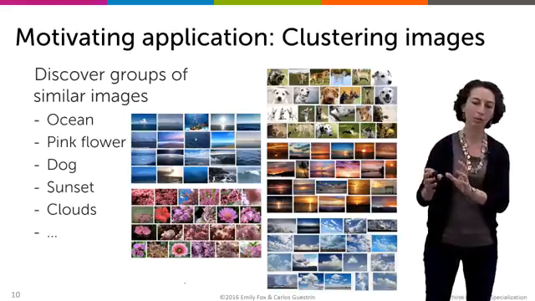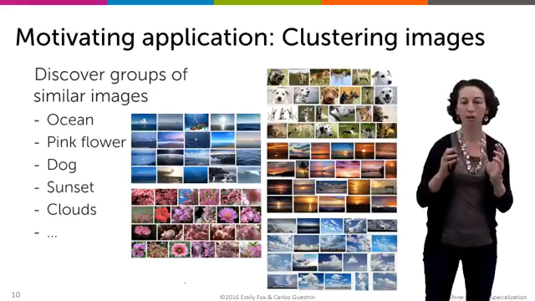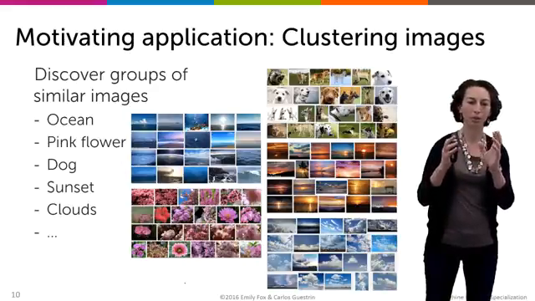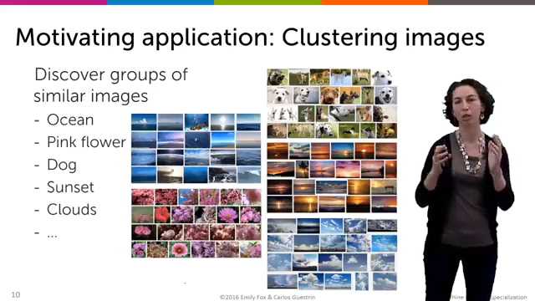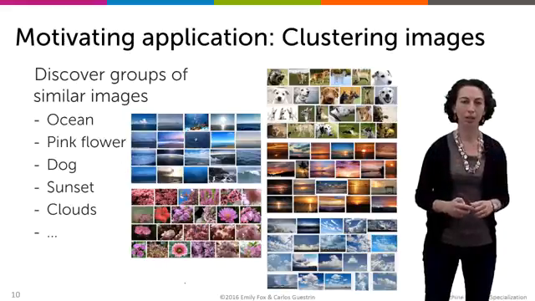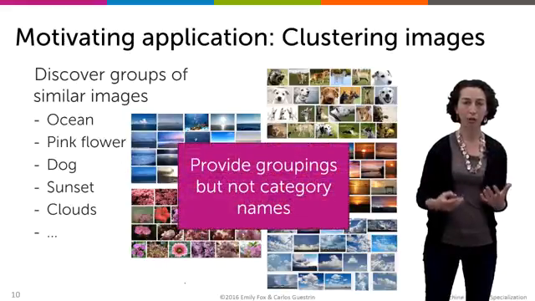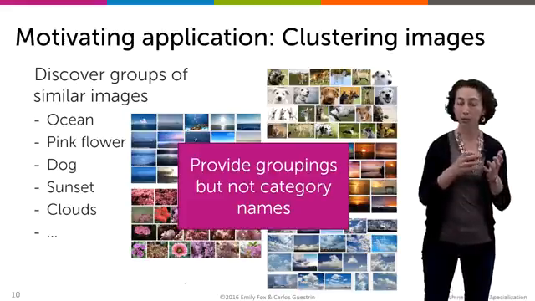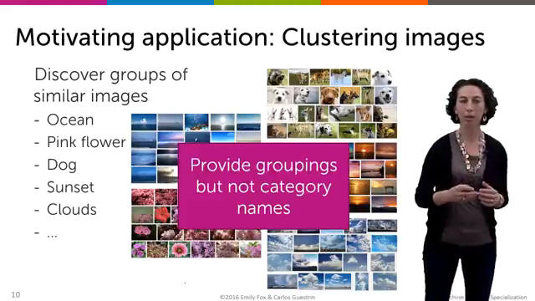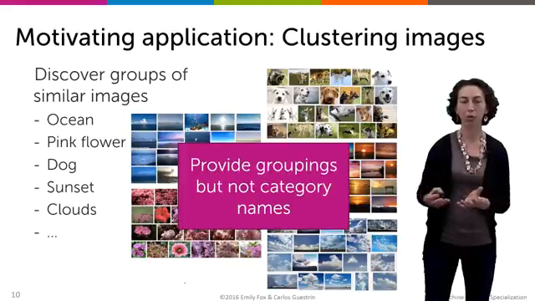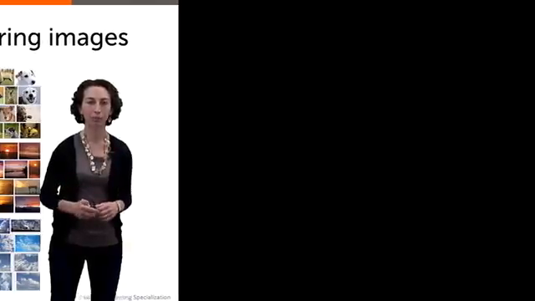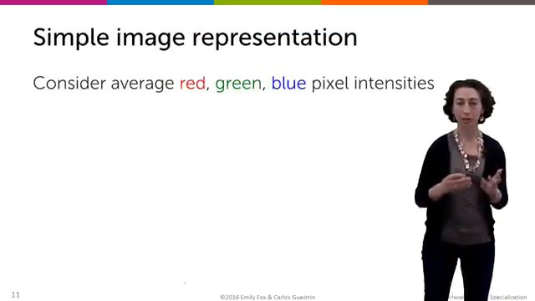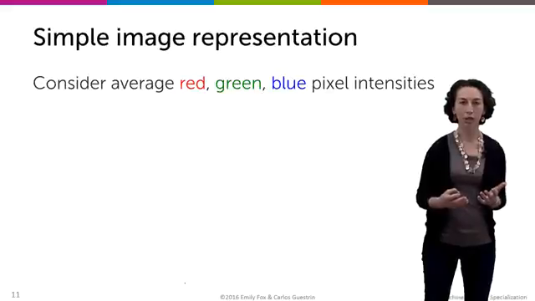So remember here, our goal is to discover, for example, this group of all images relating to clouds and all images about sunsets and images about dogs and images about pink flowers and images about the ocean and things like this. But remember, because we're in an unsupervised setting, the output of our algorithm is just going to be these groupings or cluster assignments rather than labels. So we're not actually going to label the group as clouds, but you could go through and do that post facto.